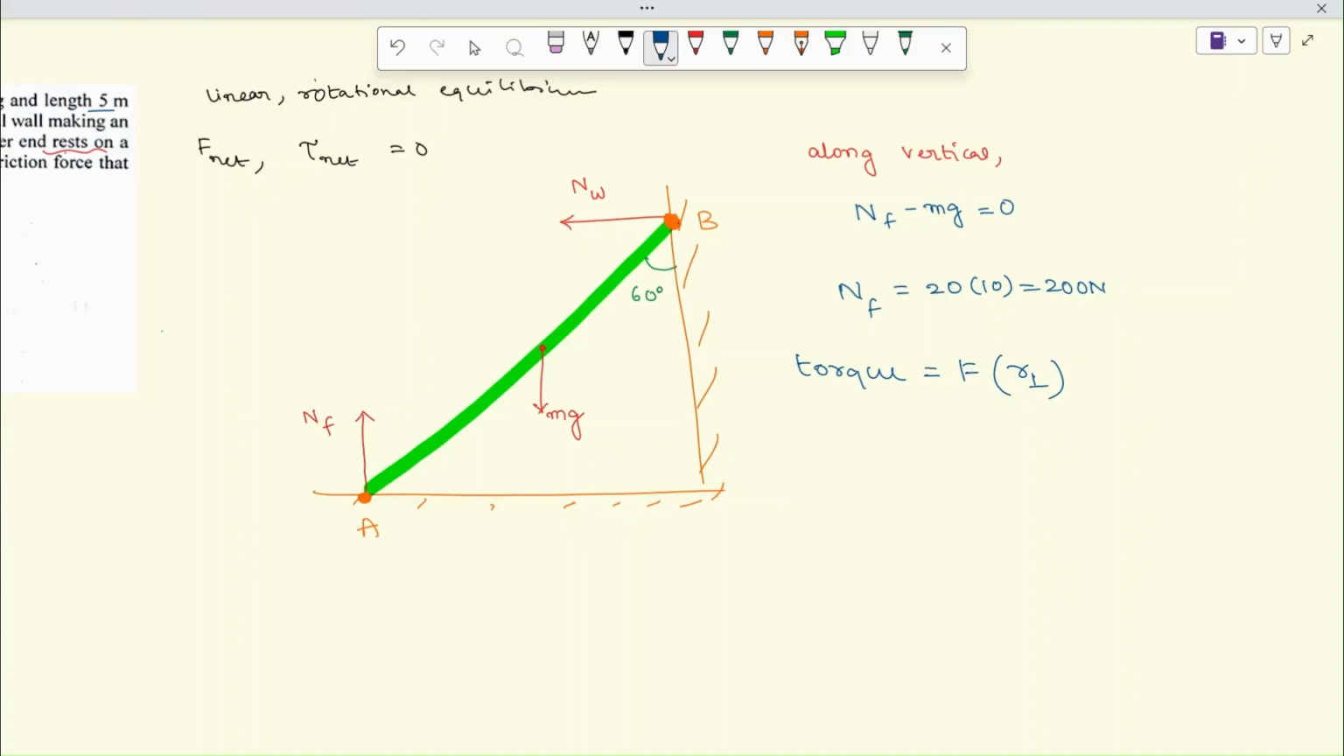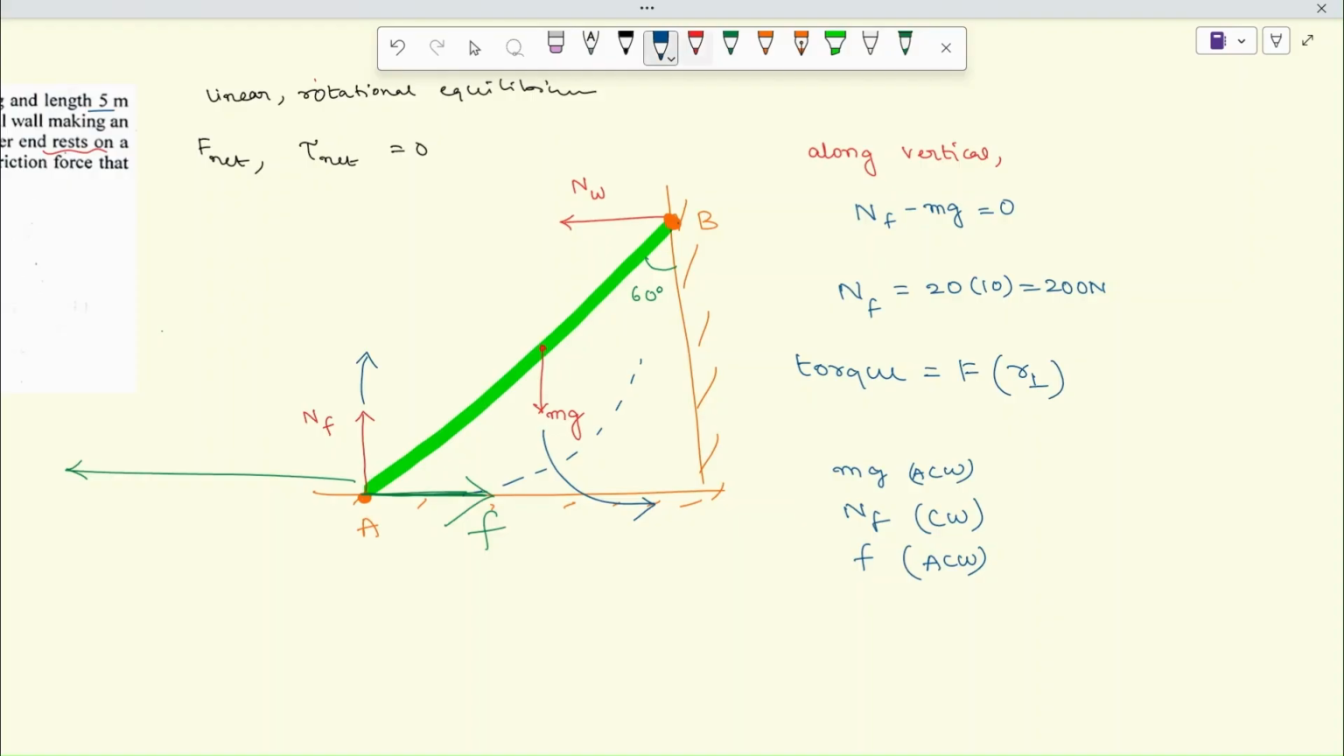Mg is causing, you can see that in this kind of rotation, anti-clockwise rotation. Similarly, Nf is causing clockwise rotation, right? And what is the other force acting here? We didn't mention this one. Friction also acting in this direction, right? Because the rod tried to slip in this way, so friction acts opposite to that in this direction. Okay, friction is also causing rotation. In which direction? You can see here it goes in this way, anti-clockwise direction. So there are two anti-clockwise torques and one clockwise torque.